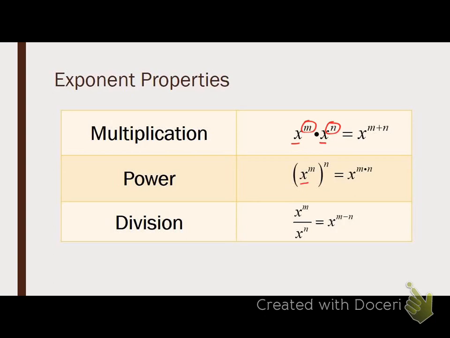If you only have one base, like in the power rule here, you're raising an exponent to a power, an exponent to an exponent. Then you're going to multiply them. It's kind of like distributing. It's kind of what you want to do when you have a number outside the parentheses anyway, is you want to distribute it. So we're going to take this exponent n and distribute it to any other exponent we see inside the parentheses. So we're going to multiply m times n. And then your division rule, if you divide two like bases, again, they have to be like bases, then instead of adding, we're going to subtract the two exponents, right? I'm confident this will come back pretty quick as we work through this.